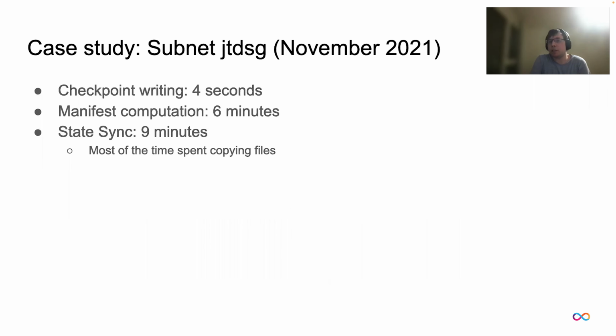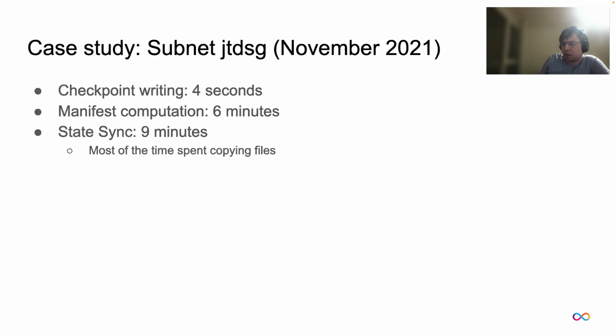So on our favorite subnet, jtdsg, the amount of time it took looked like this. Checkpoint writing 4 seconds, which is still okay. Manifest computation 6 minutes, and state sync itself 9 minutes. And somewhat awkwardly, most of these 9 minutes were spent copying files and not actually fetching over the internet. And in fact, the goal of this talk, or all the improvements in this talk, is going to be to reduce these numbers to something much lower.